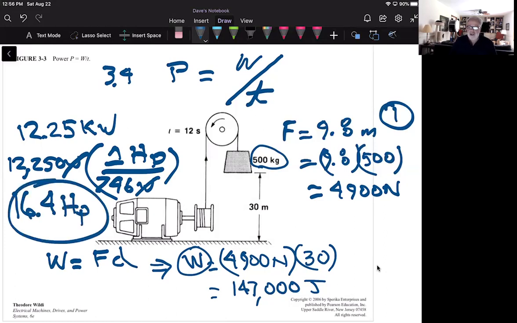Now, for me personally, I'm still more comfortable thinking about motor size in watts than horsepower. But again, what I may have to do is convert back and forth between horsepower and watts, because all our equations are given in SI units. All right, so that finishes section 3.4.